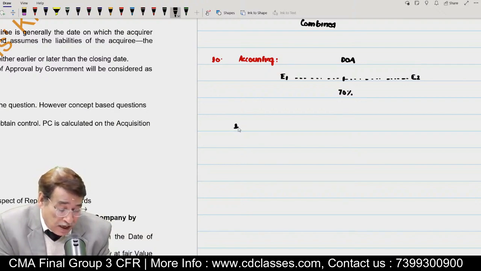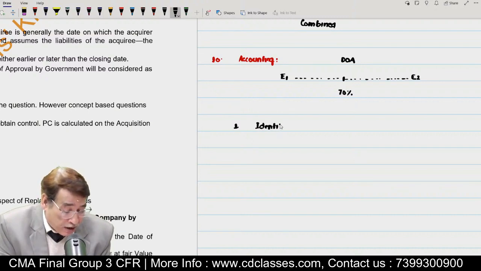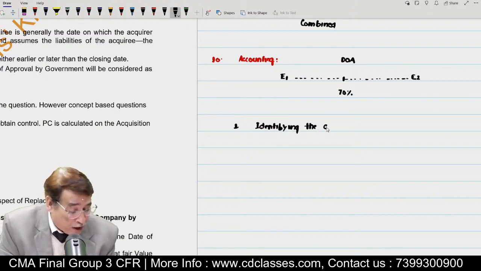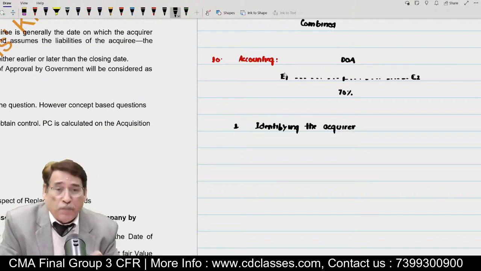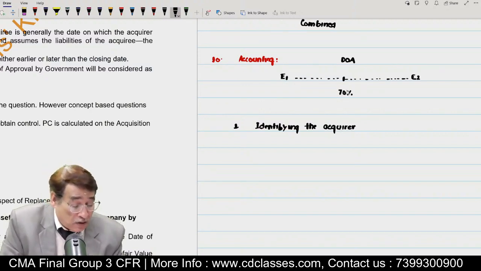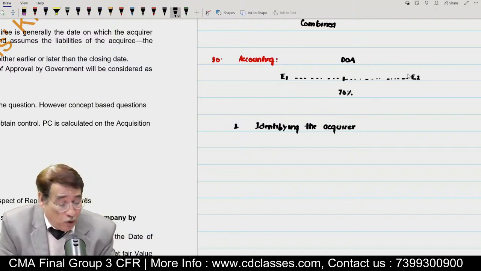The standard says the first step is to identify the acquirer. Now what do we mean by identifying the acquirer? For example, in this particular case, when I say that E1 has got 70% of the stakes of E2, it is quite visible who is the acquirer.